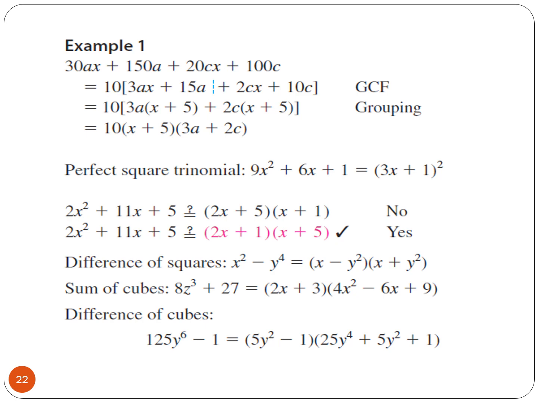You can always check your answer if you square 3x plus 1. If you square that expression, if you take 3x plus 1 squared, you should get 9x squared plus 6x plus 1.